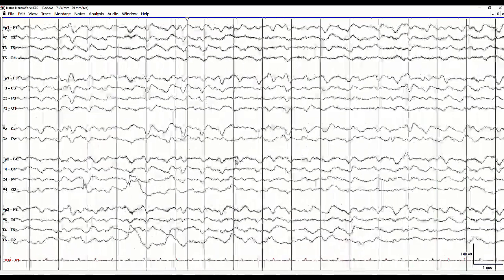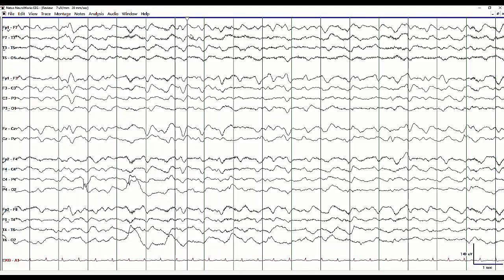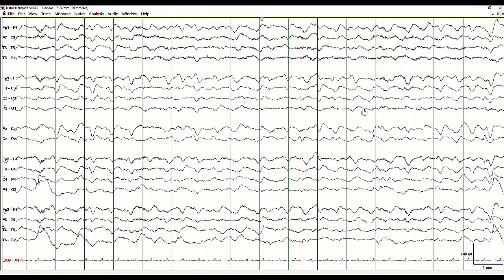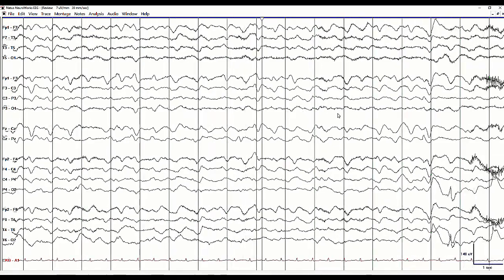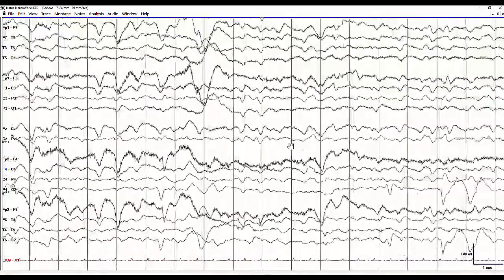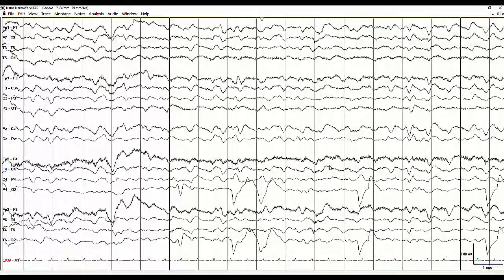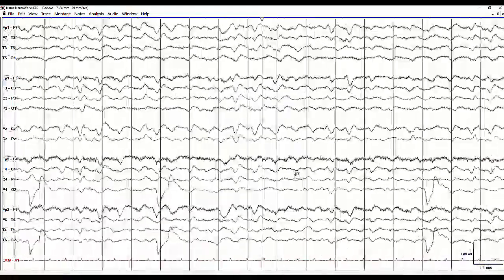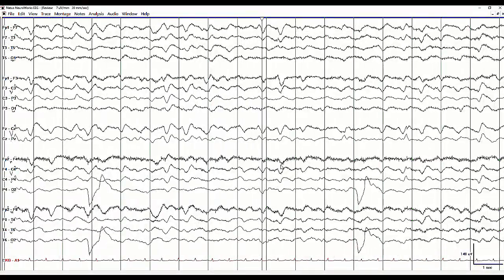Now we can see those GPDs, which are better resolved, clearer to see. So there's one there, there's another there. These are essentially periodic sharp wave discharges, which are generalized, and they have a triphasic morphology. And you see the patient starts to blink very frequently within this span of time. Then right here we can see some really clear GPDs.